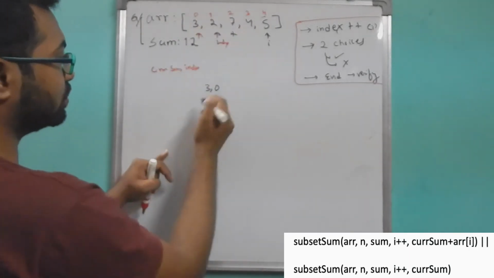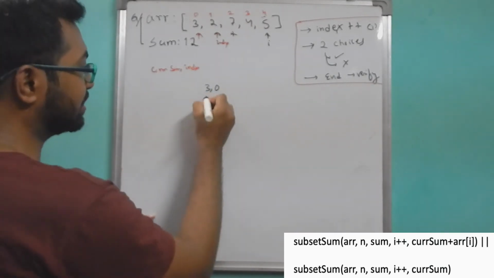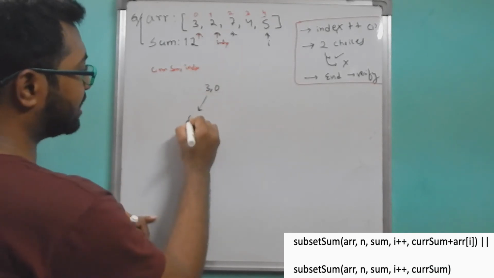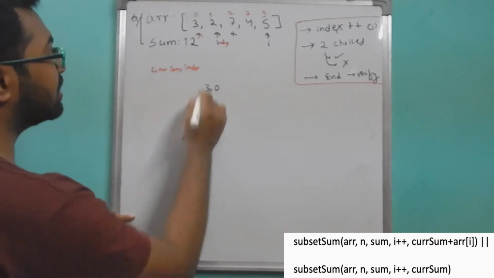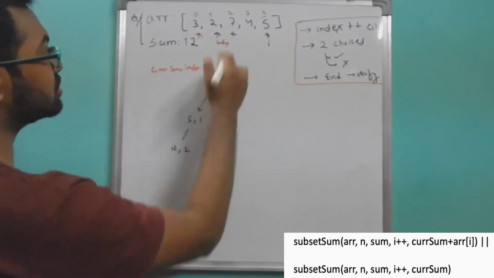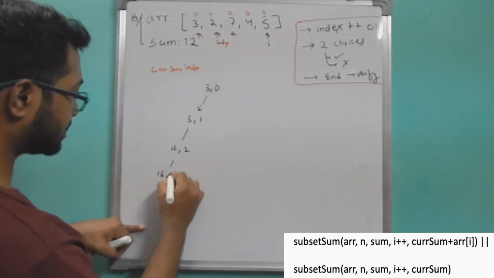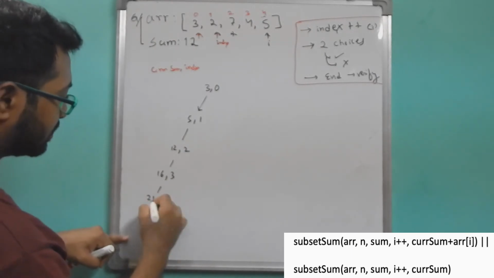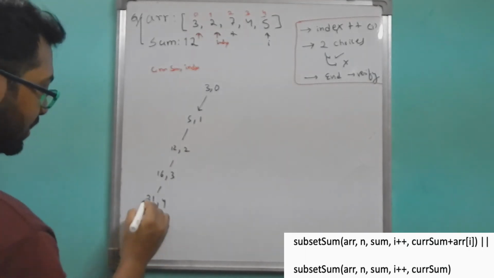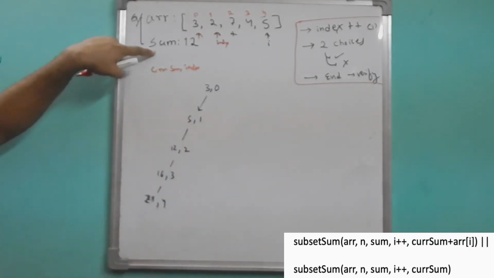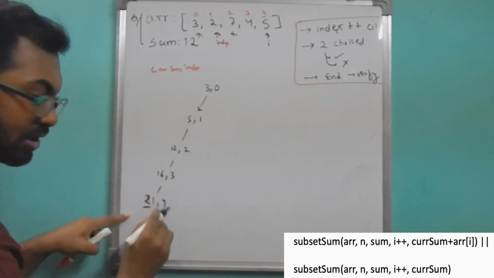Now if we take 2, because the function calls are happening in one direction, in the left direction, if you see, 3 plus 2 becomes 5. So at index 1 we have a current sum of 5. Again with 7 it will be 12 at index 2. So now it is 16 at index 3, then plus 5, it is 21 at index 4. Now if you see, the given sum is 12, and at the end, which is 21 here, we haven't found a solution.